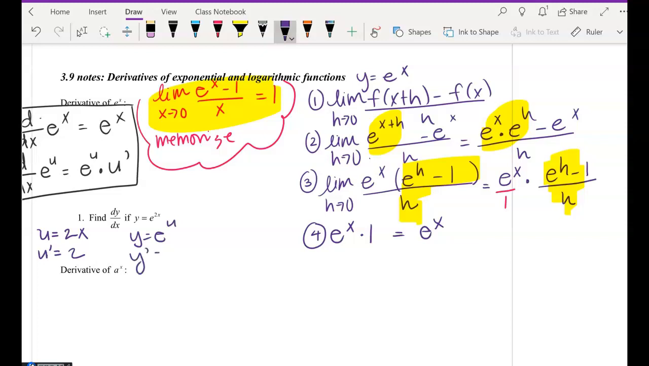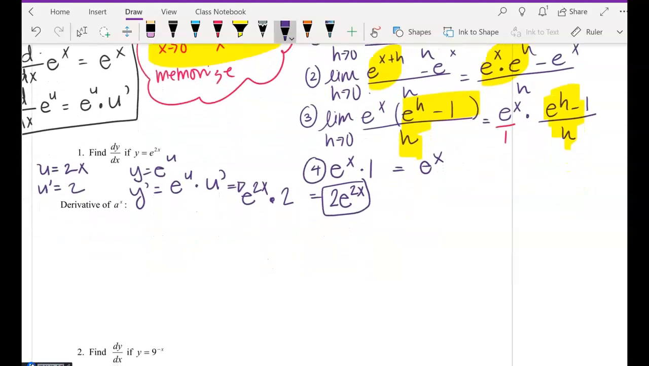So y prime is, the derivative of e to the x is e to the x, but in this case it's e to the u times u prime, which I will go further. So u is 2x, and u prime is 2. I'm going to write the 2 in the front. So 2e to the power of 2x is my final answer for the derivative of y equals e to the 2x. Next, I'm going to give you some more rules, okay?